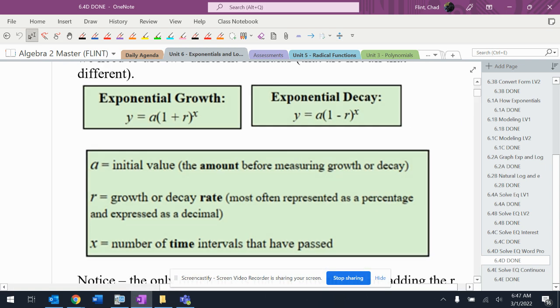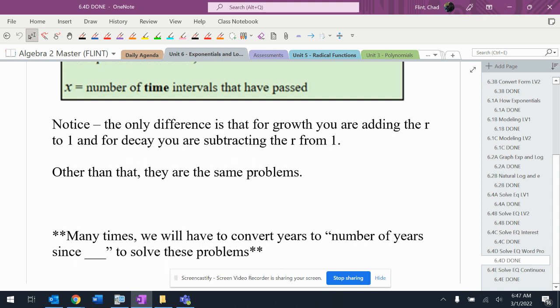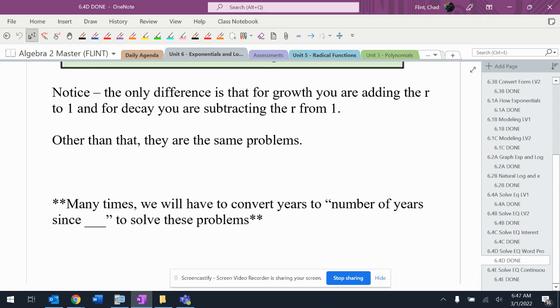A is the initial amount. R is the growth rate or decay rate. And X is the number of time intervals that pass. You have to be careful because sometimes they'll talk about something in terms of like hours and then give you minutes, or days and give you weeks. So you do have to take a quick look at what they're talking about there. All right. So the only difference is that you're adding or subtracting.